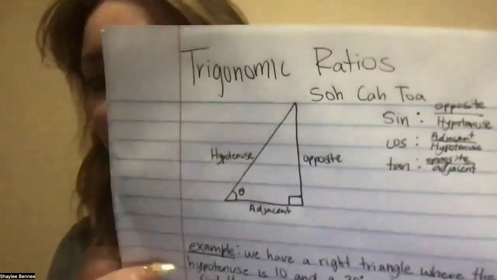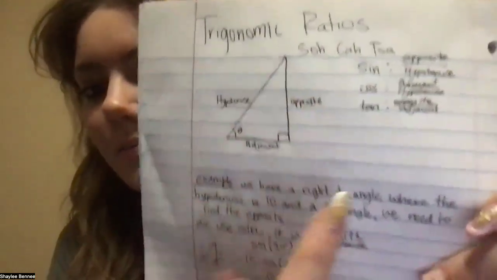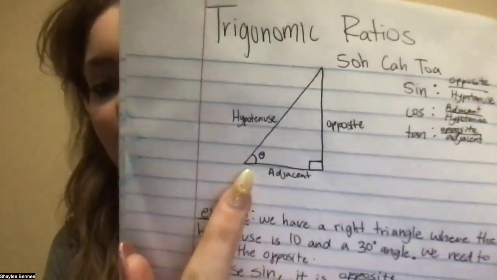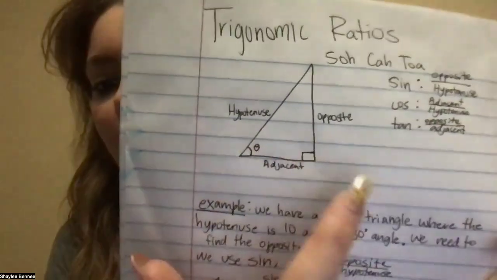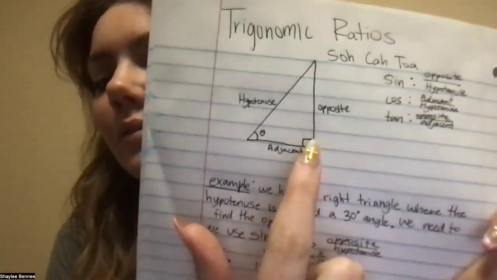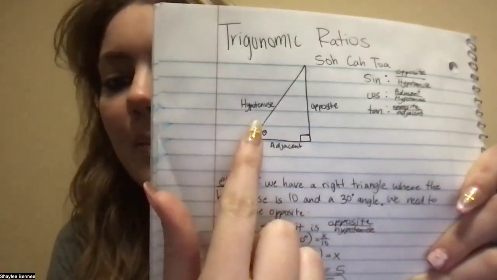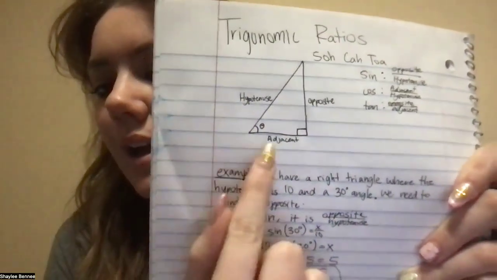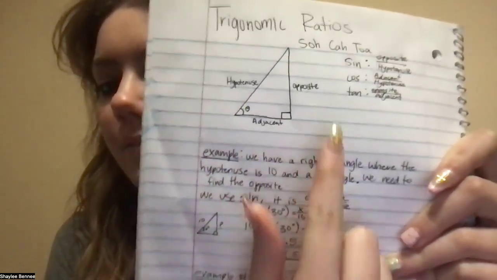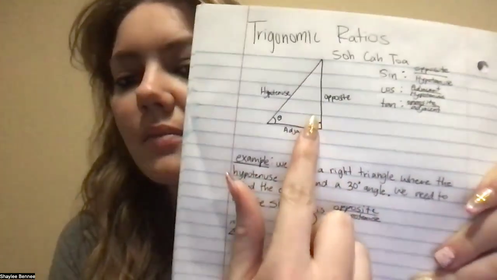So first off, the trigonometric ratios. Here I have the triangle, here's theta. And this is a right triangle. So across from the right triangle angle is the hypotenuse. And then there's the adjacent and the opposite.